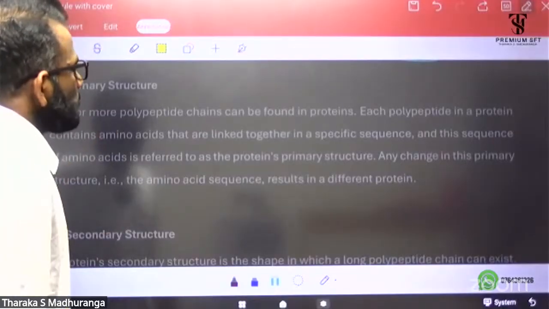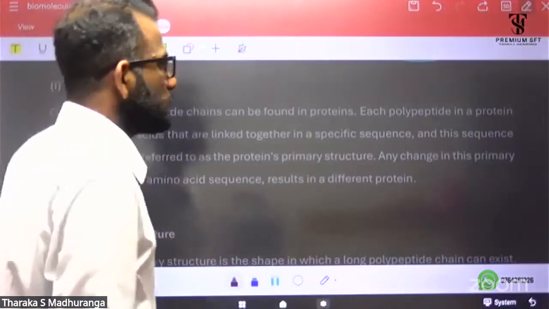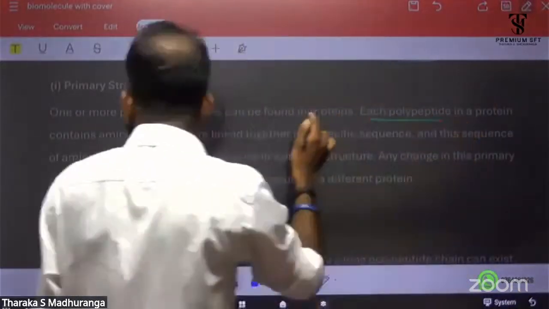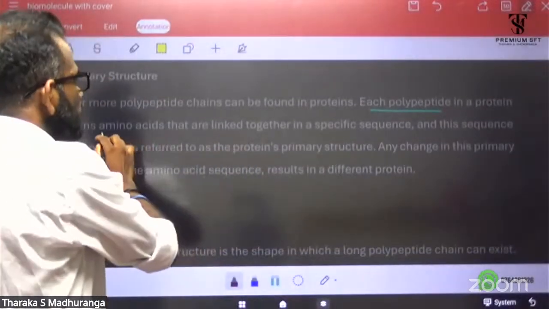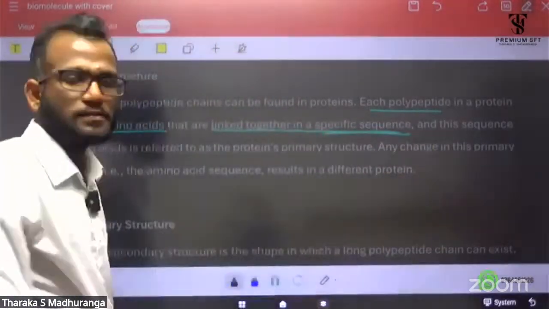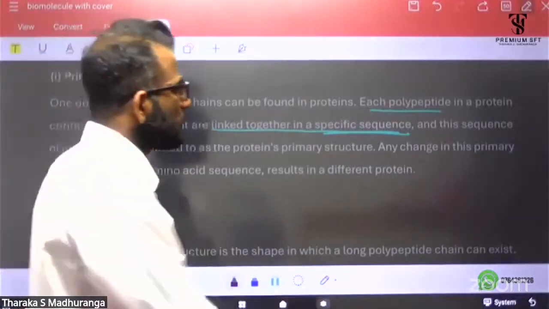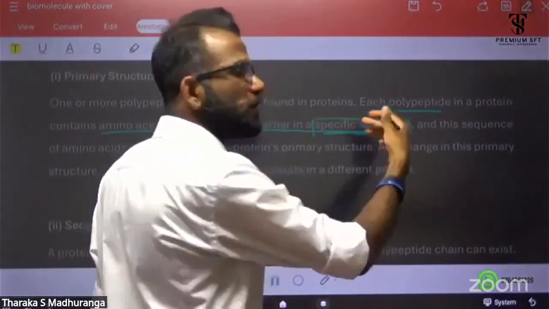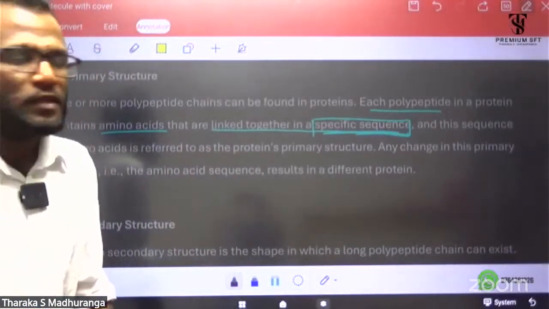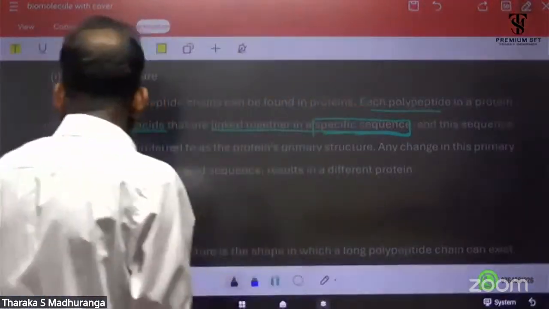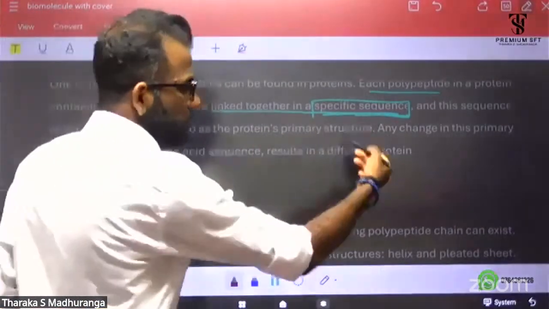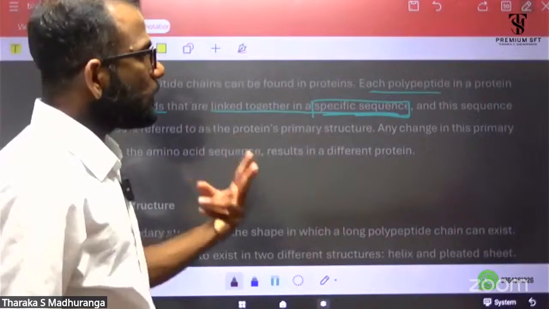One or more polypeptide chains can be found in proteins. Each polypeptide chain in a protein contains amino acids that are linked together in a specific sequence. This specific sequence, their order, is the primary structure. This sequence of amino acids is referred to as the protein's primary structure.